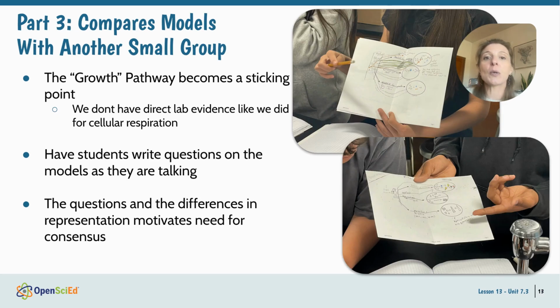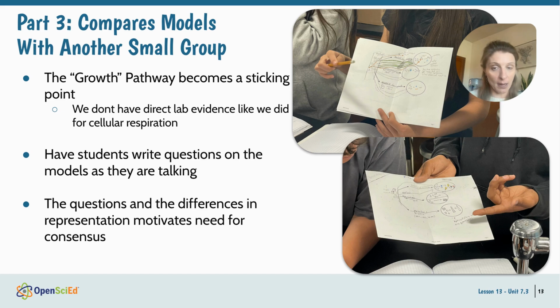Key moment 2 comes in part 3, where we have our students compare models with another small group. Now, you're going to have the students model 3 pathways. Pathway 1 is energy and usually goes great because of all the work that we've done in lesson 12. However, in my experience, part 3, growth, is the most difficult. Why? Because we don't have direct lab evidence for it yet in this unit.